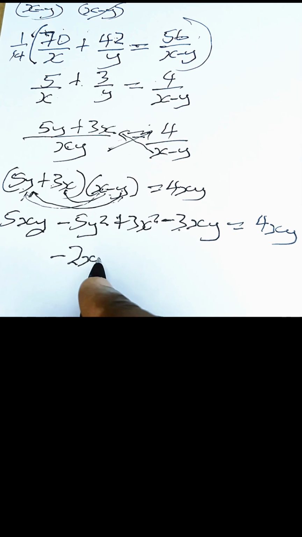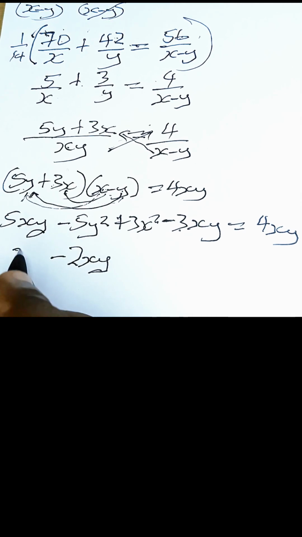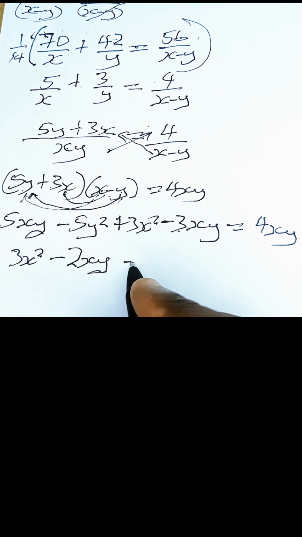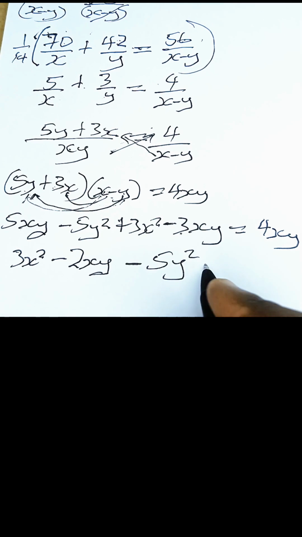So what's the next thing? We have to expand. The xy terms will still be there, so let's put 3x squared in the front, minus 2xy, minus 5y squared is equal to 0.